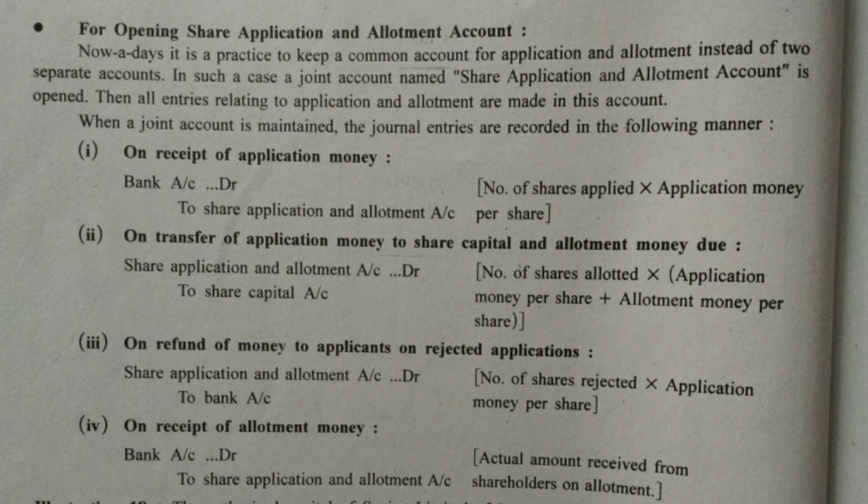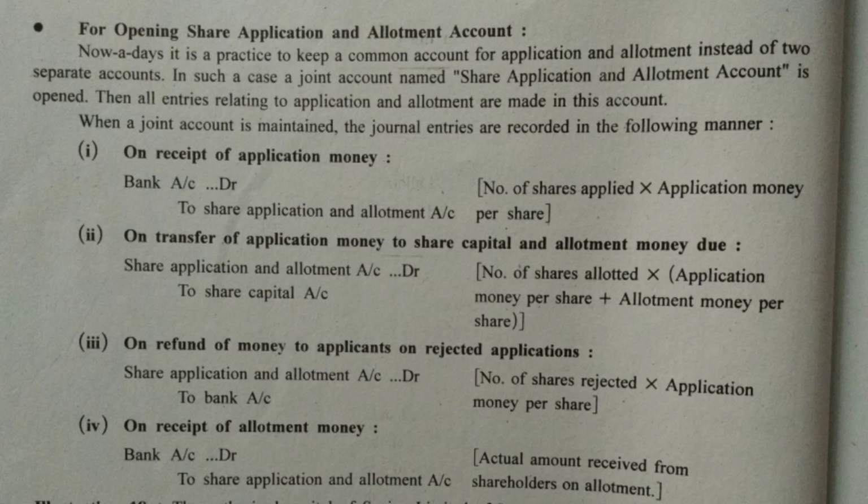So on page number 48 it is given, it is also given on your screen. Let us begin. Nowadays it is practice to keep a common account for share application and allotment instead of two separate accounts. In such a case, a joint account named share application and allotment account is opened. Then all entries relating to application and allotment are made in this account. When a joint account is maintained, the journal entries are recorded in the following manner.